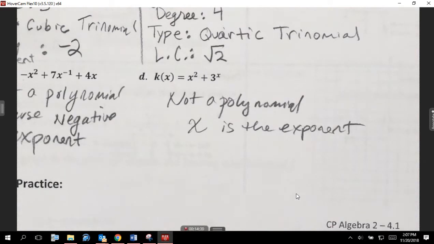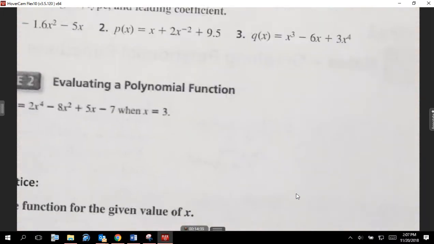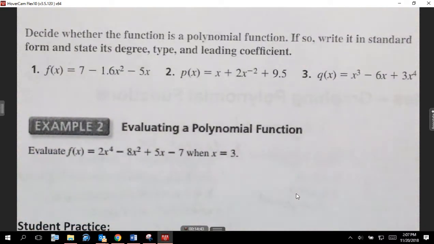Okay, when you get done writing that, turn the page to student practice. I just want you to find what is not a polynomial and write down why it is not. Find out of those 3 what's not a polynomial and write down why.